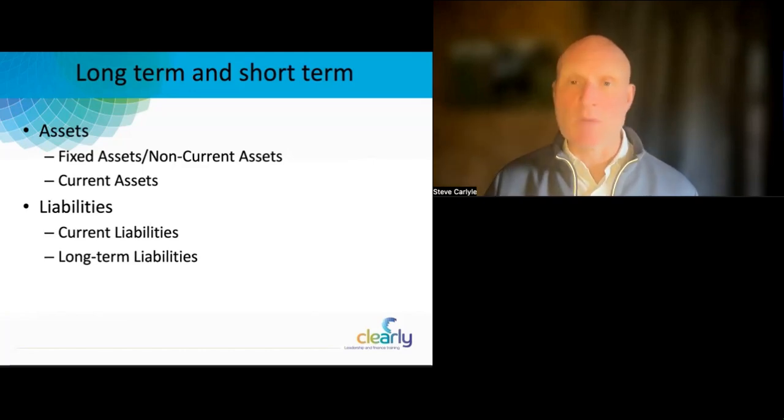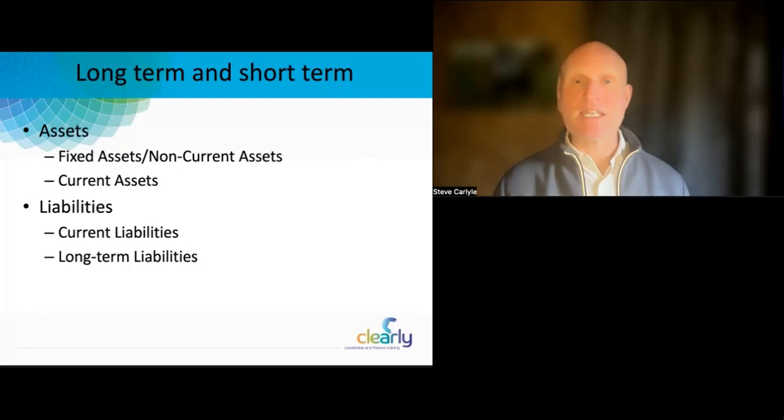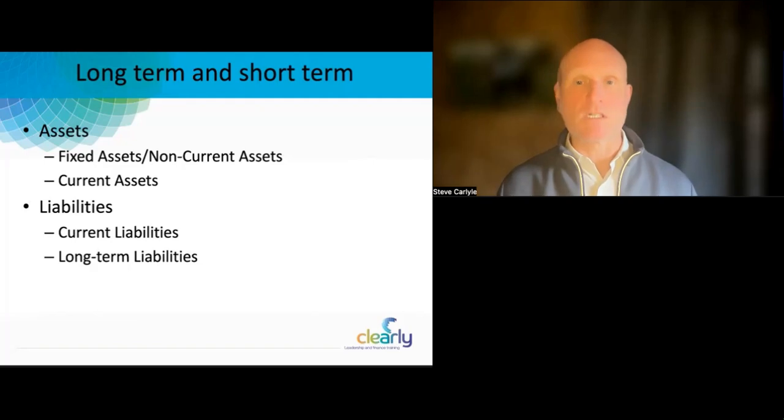And the long-term liabilities, things like long-term bank loans, for example, where when we take the bank loan out, we take it out with the intention of having it for more than a year. So that's how we split our assets and liabilities in the balance sheet. We do them in that order. So fixed assets first, current assets second, then current liabilities third, and then long-term liabilities last at the top half of the balance sheet.